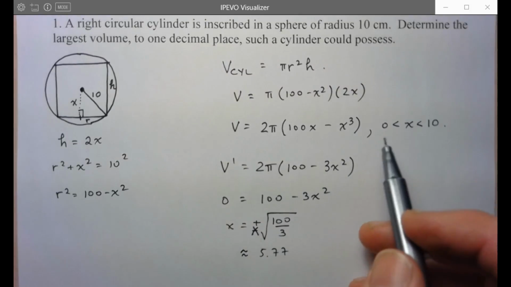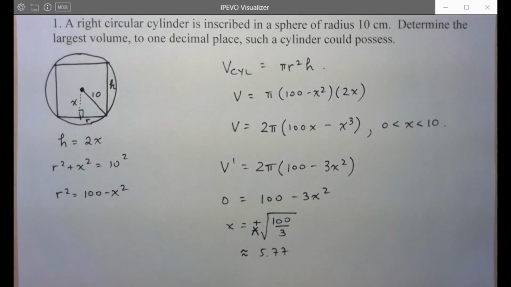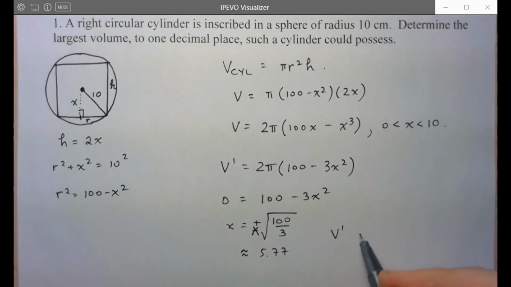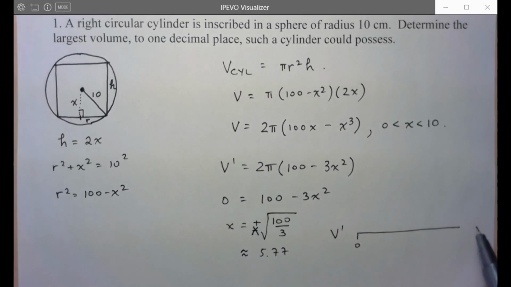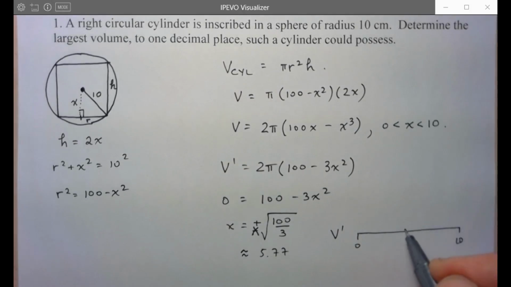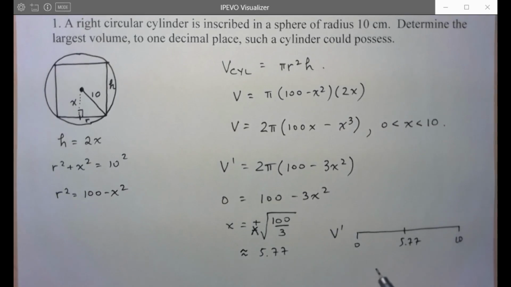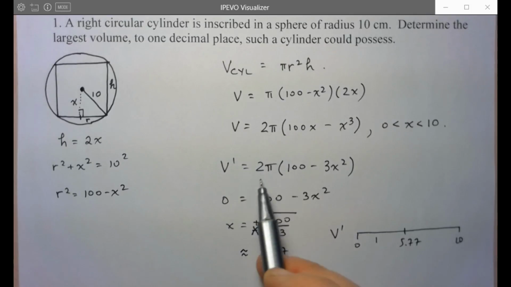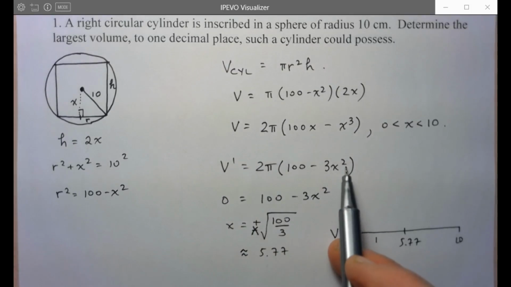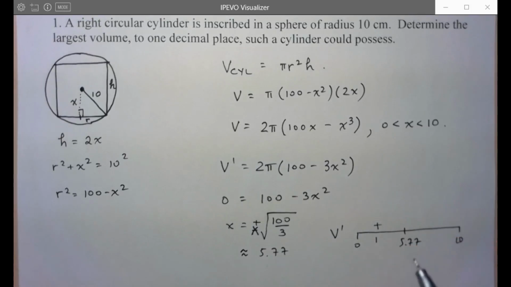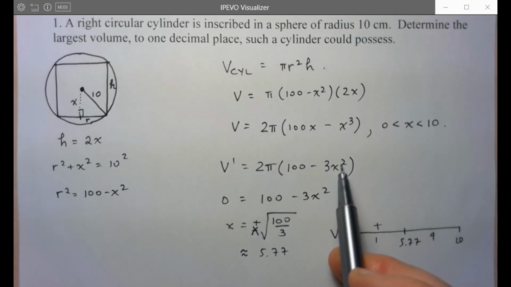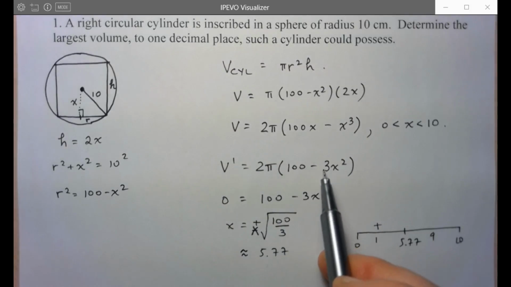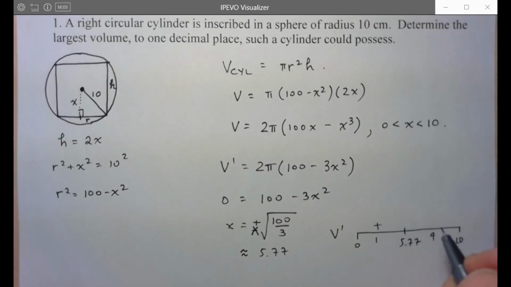But of course, because this is a closed interval, I'm going to have to justify that this corresponds to an absolute maximum. So let's test this. We know we're going from 0 to 10, not inclusive, and we've got 5.77. So let's test some number to the left. Let's say I pick 1, and here again, 2 pi is always positive, so 100 minus 3 times 1 squared is definitely positive. And if I take, say, 9 on the other side, 9 squared is 81 times 3, which is definitely larger than 100, so this is going to be negative.